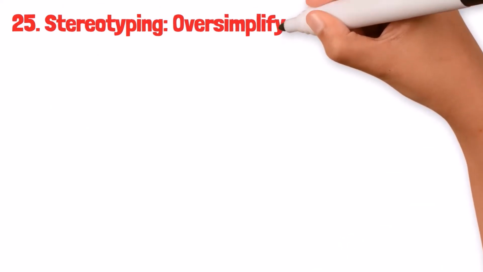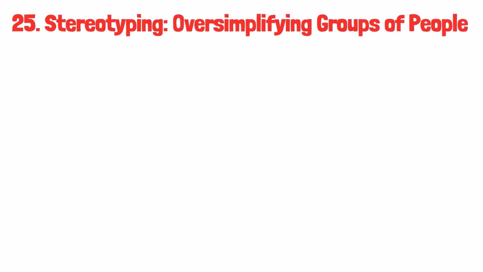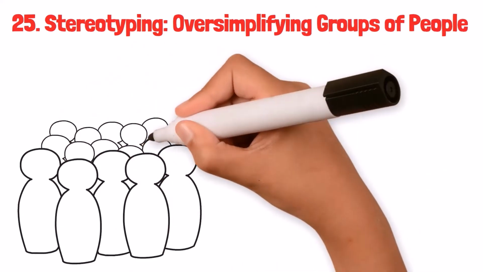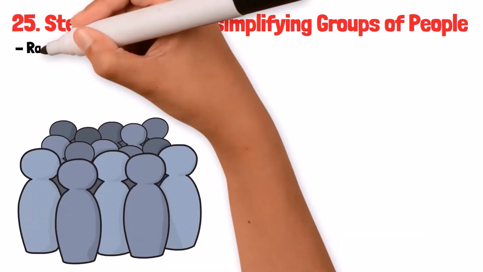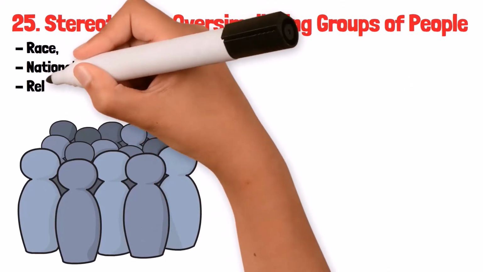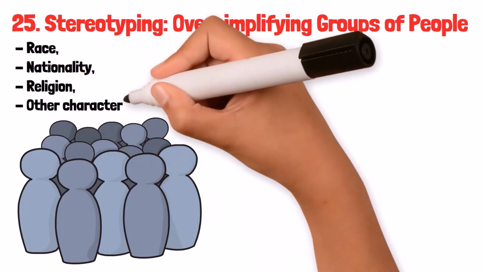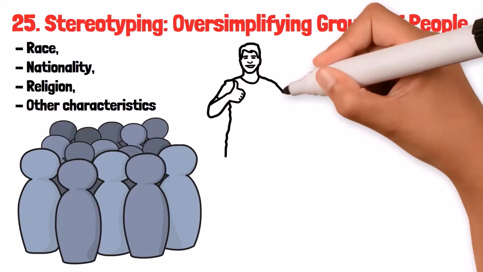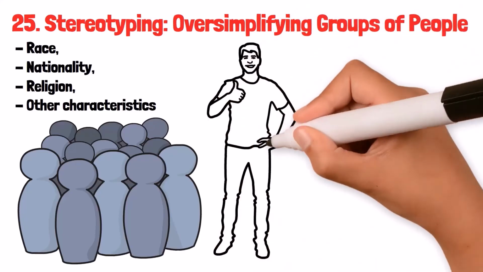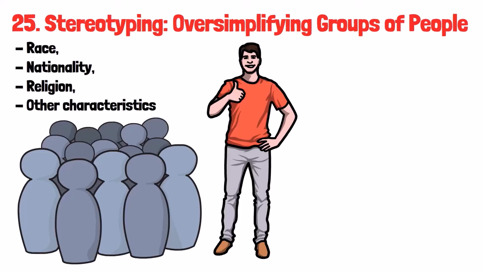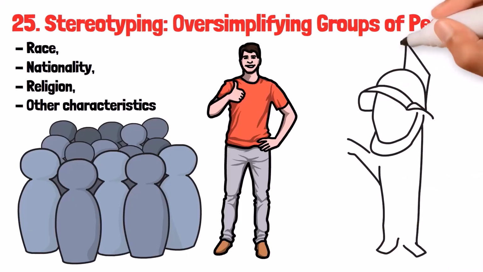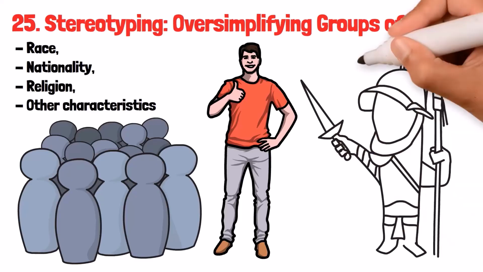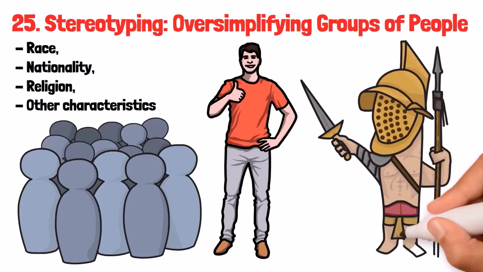25. Stereotyping, oversimplifying groups of people. Stereotyping involves creating an oversimplified and generalized image of a group of people, often based on race, nationality, religion, or other characteristics. This technique reinforces existing prejudices and can be used to justify discrimination or hostility. For example, wartime propaganda might depict the enemy as cruel or inhuman, using stereotypes to justify harsh treatment or violence against them.